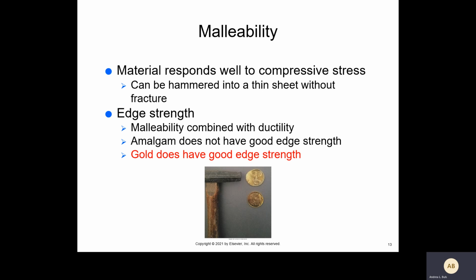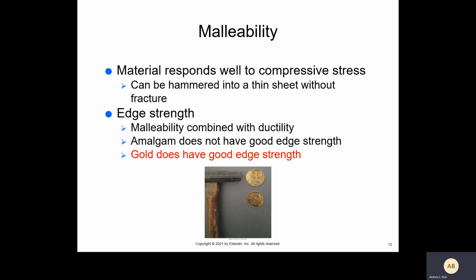Malleability. I think of a mallet when I think of this. So this is the ability of a material to respond well to compressive stress. So it could be hammered into a really thin sheet without fracture. So I think of a mallet hammering material, and it's able to go into a super thin sheet before it fractures. And if you look at these coins, that's what they've done, is kind of pound them out.